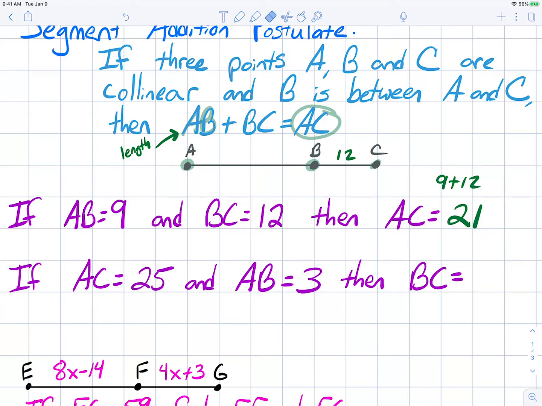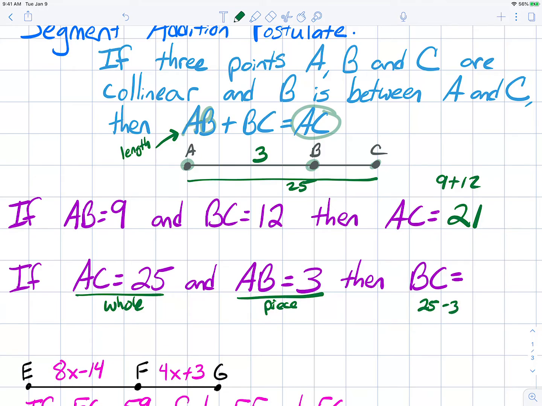Then if we have this next one where it says if AC equals 25, so this starts with the whole thing. If the whole thing is 25 long, it might be meters, centimeters, units, who knows, and AB equals 3, then what does BC equal? So if you have the whole thing and you have a piece, that becomes a subtraction problem. So we're going to go 25 minus 3, and that means that the length from B to C is 22.